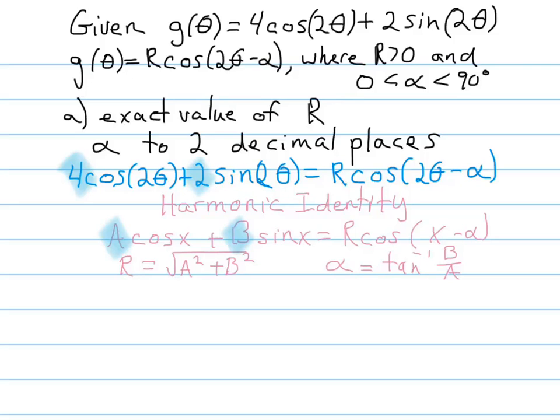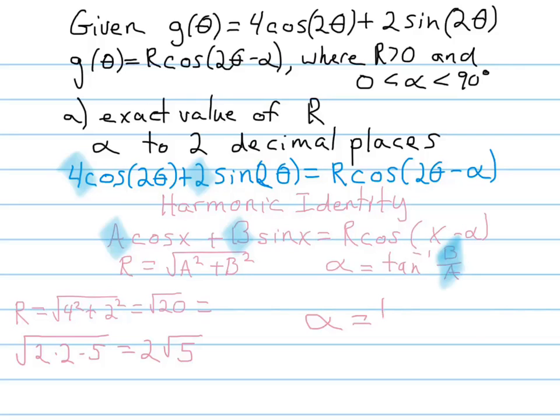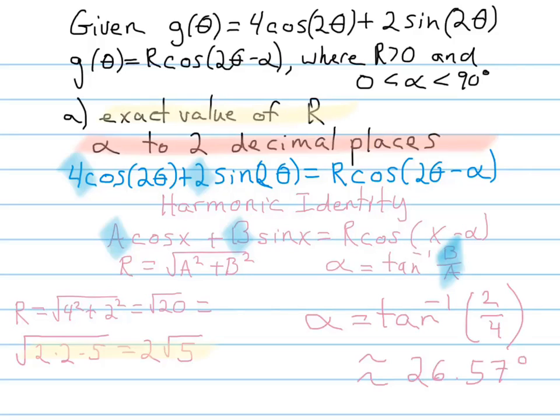a and b are 4 and 2 respectively. So r equals the square root of 4 squared plus 2 squared. This is the square root of 20, which you could also simplify to 2 square root 5. Now, alpha equals the inverse tangent of b divided by a. So that's the inverse tangent of 2/4, which is the same as 1/2. And that's approximately 26.57 degrees. Remember, you're rounding this to 2 decimal places.